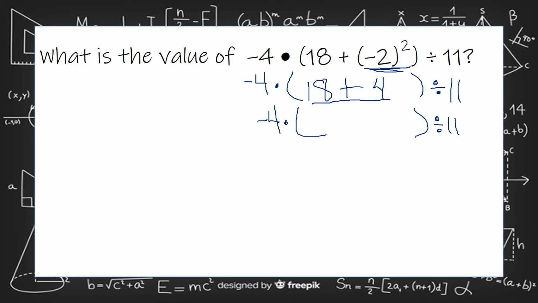18 plus 4 gives me 22. So now I've got 4 times 22 divided by 11. Well, I've got to do multiplication first before the division, because you do multiplication and division in order from left to right. So negative 4 times 22 is negative 88, divided by 11. And negative 88 divided by 11 is just negative 8.